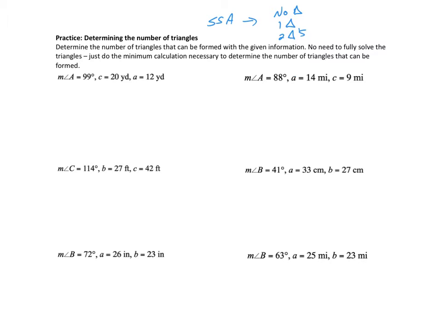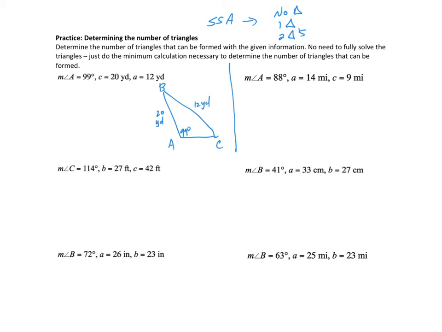In the first example, we're told that the measure of angle A is 99 degrees, and we're given the lengths of sides C and A. I'm going to make a sketch of this possible triangle. This is angle A, 99 degrees, and I'll label the other vertices B and C. Side length C is opposite angle C, so that's 20 yards. And side A is opposite angle A, so that's 12 yards.